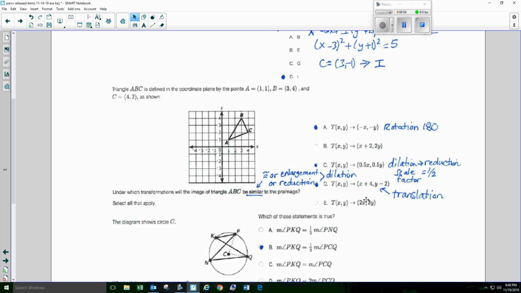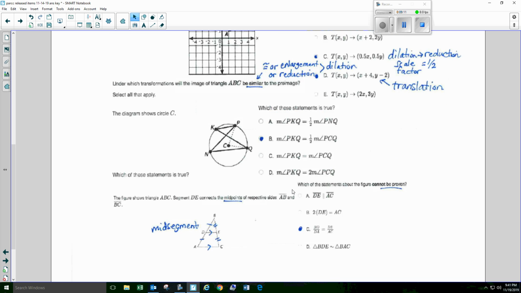So again, that changes the whole shape. So these two would not be a dilation or an isometry at all. Okay, these three are the dilation, and the translation and rotation. Okay, so those are your three answers.